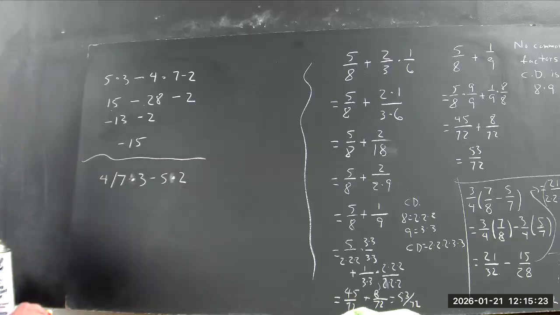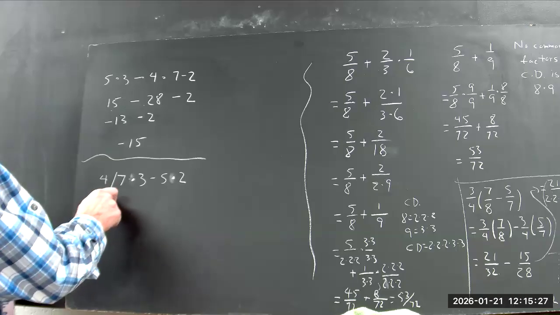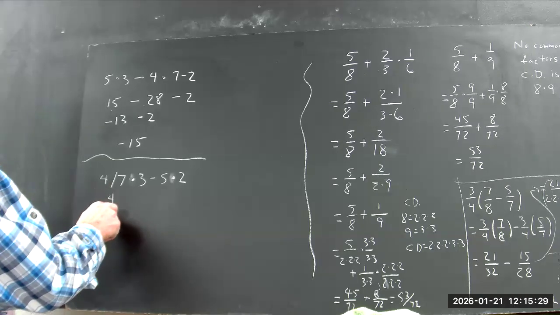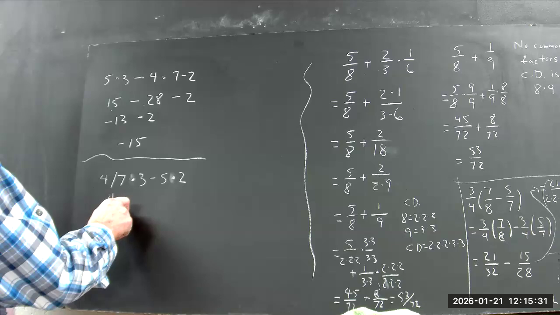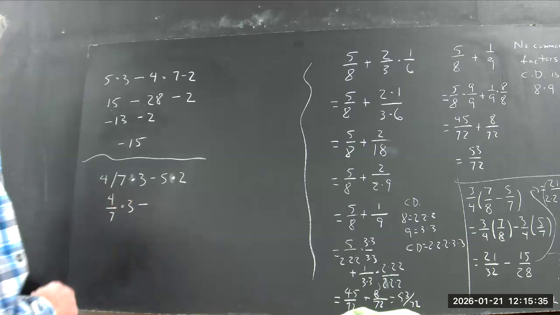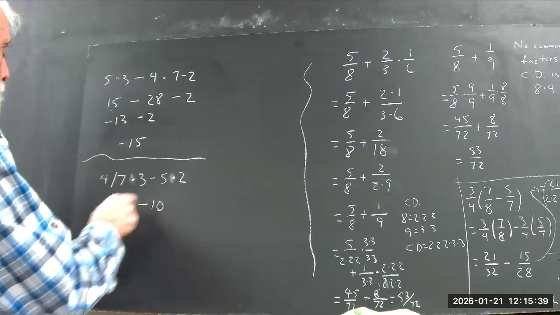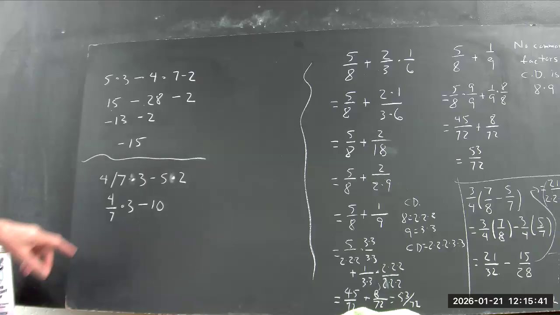Now, I could have avoided fractions by making this something that divides out evenly, but I'm going to write it the way it is. It's 4/7. And that's times 3. And then 5 times 2 is 10. Now, what's 4/7 times 3?